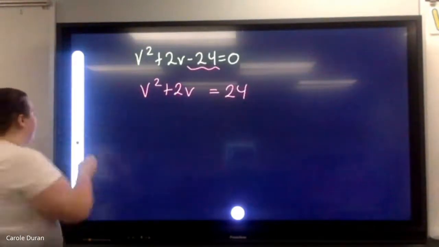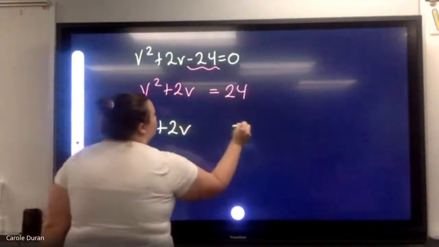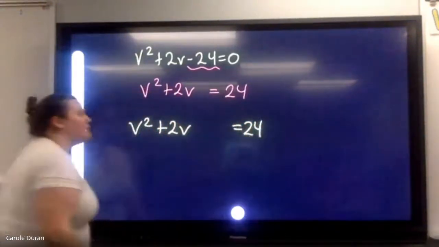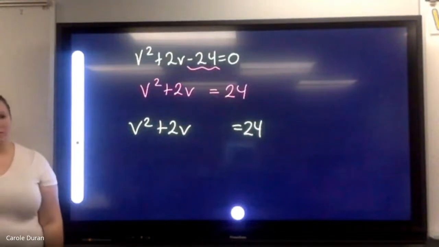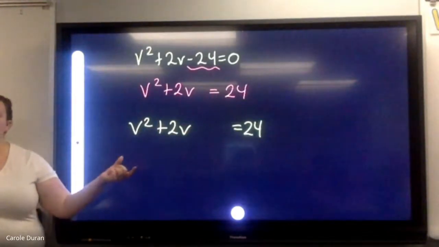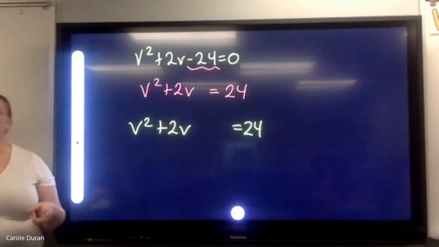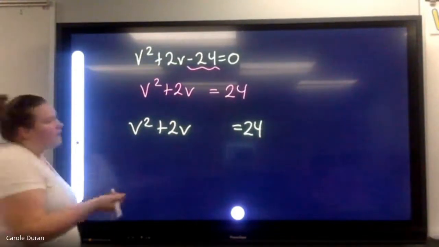Since there's nothing in front of it, I'm going to manipulate the left-hand side so it turns into a perfect square trinomial. By doing that, I will be able to factor the left-hand side into a factor squared, and then I can use square roots and everything to solve for x. So I like to call this my C term.